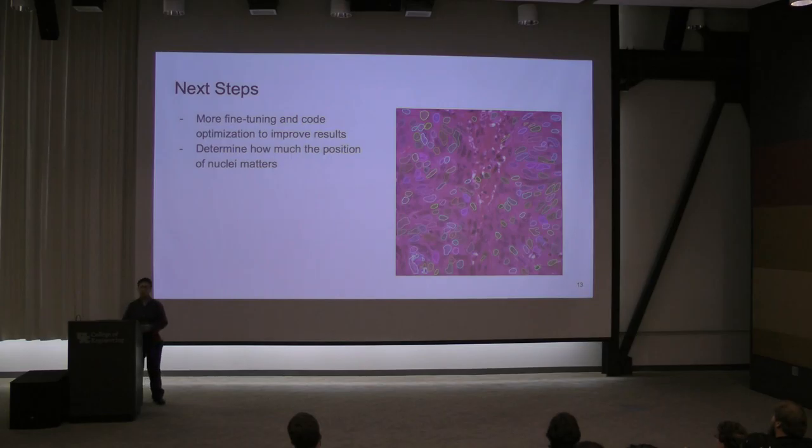So something that we can do is potentially fine-tune the code a bit more to give better results. And another thing we can check is exactly how the position of nuclei, which nuclei you choose, changes how detection occurs.